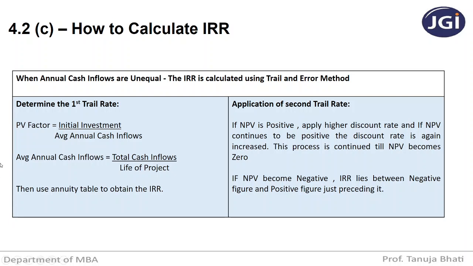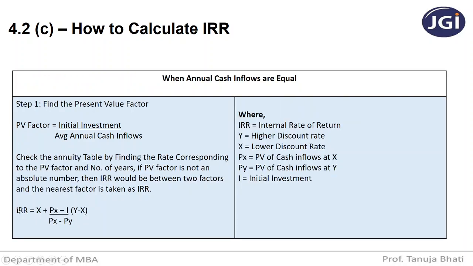Here in the trial and error method, first determine the first rate with the help of this formula and then calculate NPV. See if the NPV is positive or negative. If it is positive, apply a higher rate and then find the NPV. And if it is negative, the IRR will be between the positive and negative. And if the IRR is between the two rates, then which formula are you going to use to find IRR? This formula, with the higher discount rate and lower discount rate, is to be used when you know that IRR is lying between two rates of return.